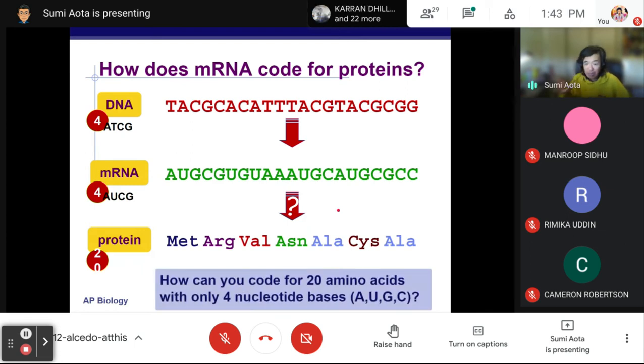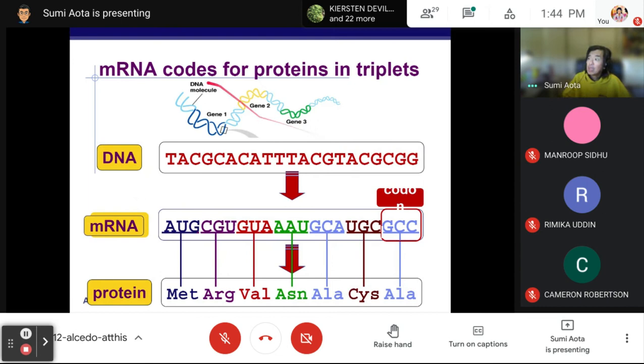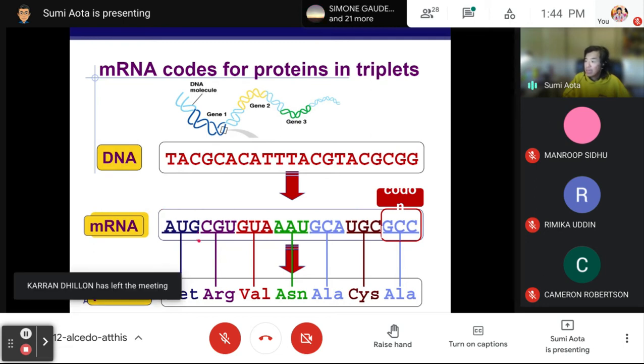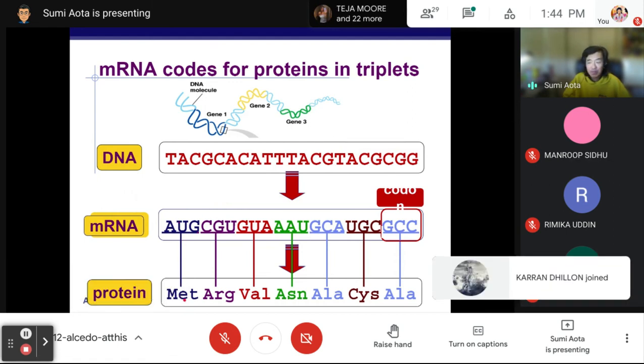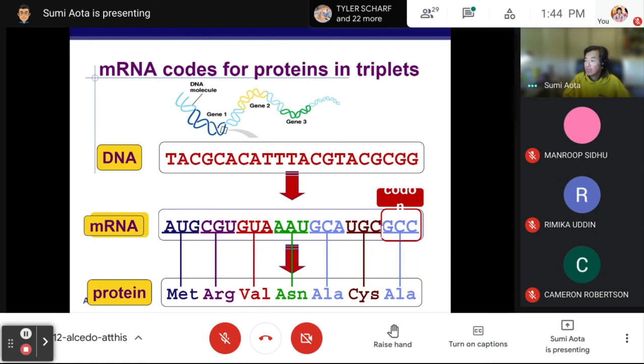Okay, so this is how we do it. We use 3-letter combinations. So mRNA ends up coding for proteins in triplets. So here's my DNA. If I convert that to the mRNA, then the mRNA is AUG, CGU, GUA, AAU, GCA, UGC, and GCC. Each 3-letter bit is called a codon. Each codon represents a specific amino acid. So this sequence represents the protein methionine, arginine, valine, asparagine, alanine, cysteine, alanine. That's the amino acid sequence for the protein, rather.